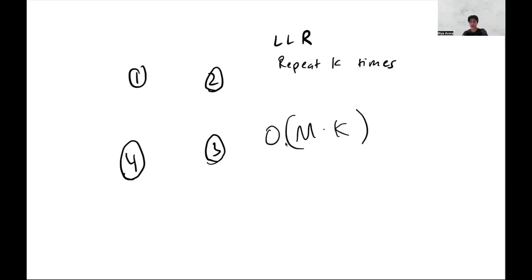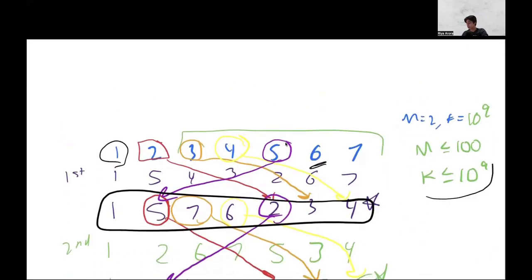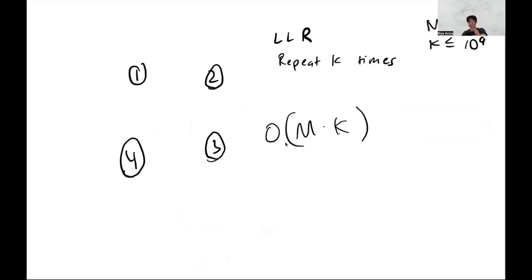Given the values of m and k, this is going to be way too slow because m is up to 500 and k is up to 10 to the power of 9. So notice a pattern between this one and the previous one, right? We're still repeating something 10 to the 9 times. We're doing something small and just repeating it a bunch of times. So we can actually apply a similar philosophy.